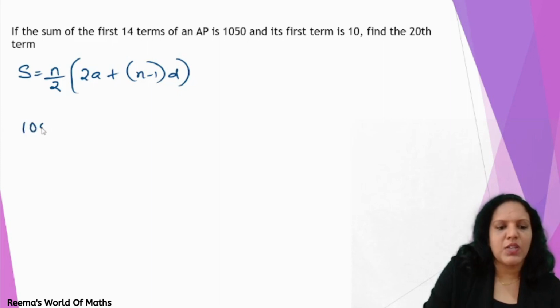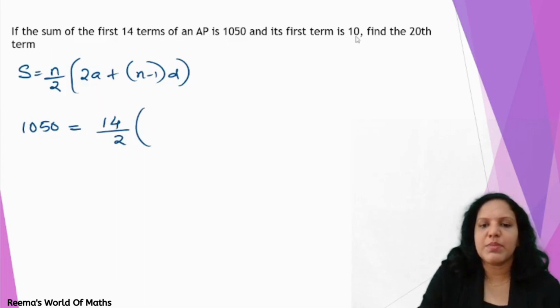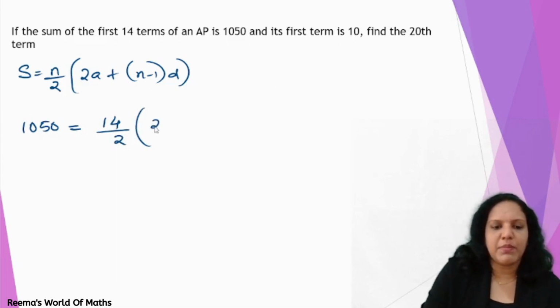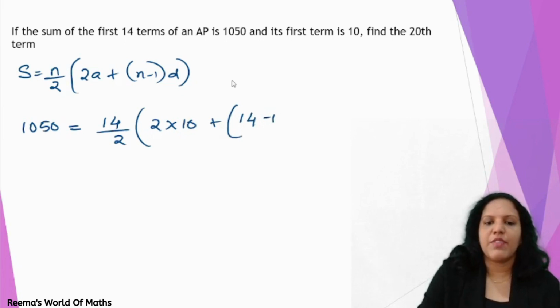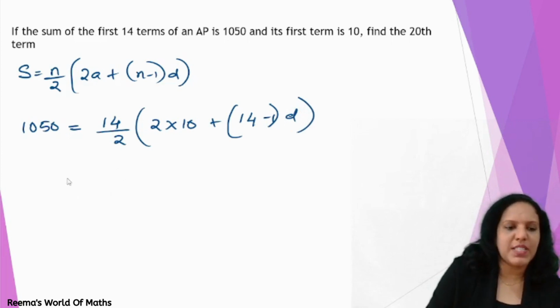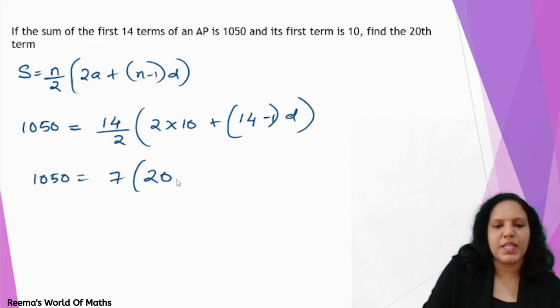So that is 1050 equals n by 2. n equals 14 here, the first 14 terms. So n is 14, 14 divided by 2, and its first term is given as 10. So 2 multiplied by the first term, 10, plus n minus 1. n again we know, which is 14 minus 1, and we don't know the common difference here, right? We don't know the common difference. Now let's simplify this, which is 1050 equals 14 by 2, which is 7, multiplied by 20 plus 13d, correct?